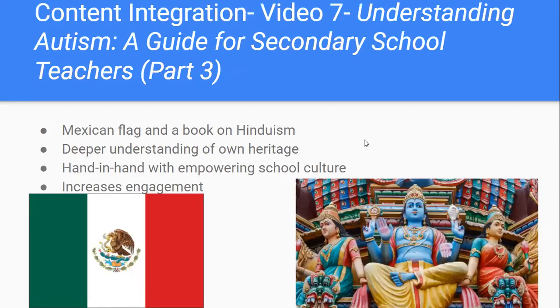One of the videos that involved content integration was video 7, Understanding Autism, a guide for secondary school teachers, part 3. Throughout the classrooms in this video, there are some representations of different cultures. In one classroom, we can see a Mexican flag. In another, we see a student studying the rituals, traditions, and beliefs of Hinduism.